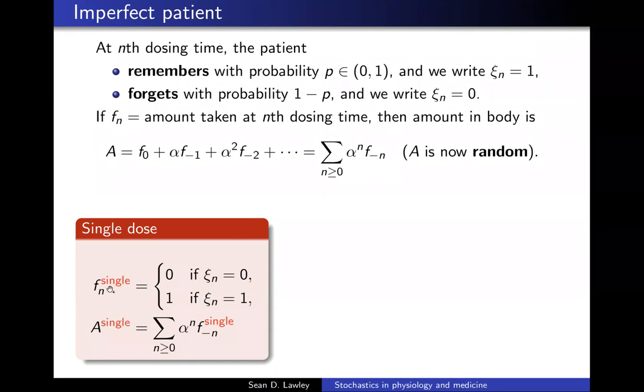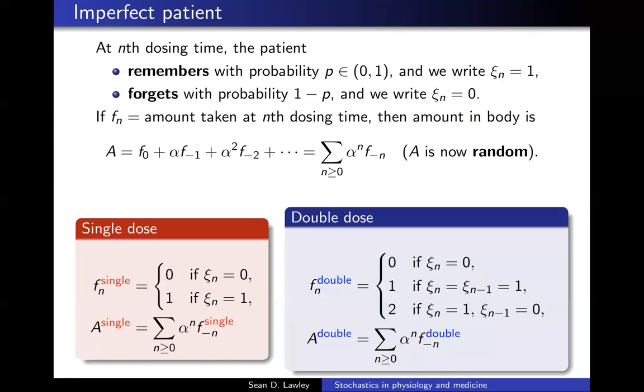F sub n, super single, is just 0 or 1, depending on if you remembered or forgot. And what that means is, if you forget at time n, of course, you don't take anything. And if you remember at time n, then you take a unit dose. So in particular, I call this the single dose protocol, because you only ever take a single dose, even if you forgot it the previous time, right? This is answering the question, what should I do if I miss my previous dose? You could think of this as saying skip your previous dose, just take what you have now. And then I'll call A super single this random amount of drug in your body if you're following this dosing protocol. And then the other dosing protocol I'll call the double dose protocol.